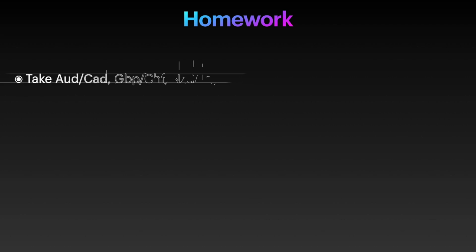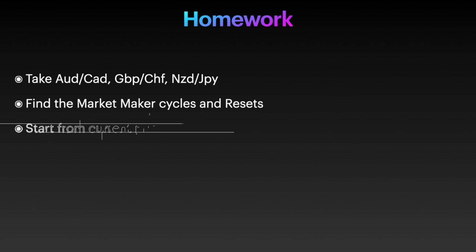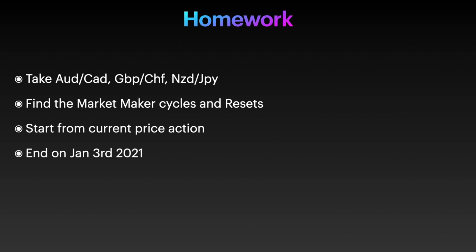All right, so let's talk about homework. What we're going to do for homework is we're going to stick to the 3 pairs: AUD CAD, Pound Swiss, and NZD JPY. And again, we're going to find the market maker cycles and resets. I want you to start from current price action, so from today's date, where price action is right now. And then I want you to go back until January 3rd, 2021, so basically from the start of the year until where current price action is.